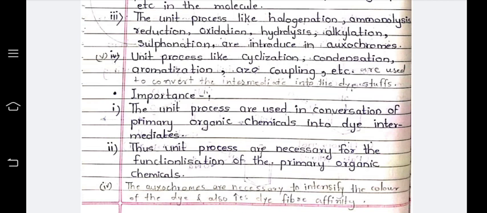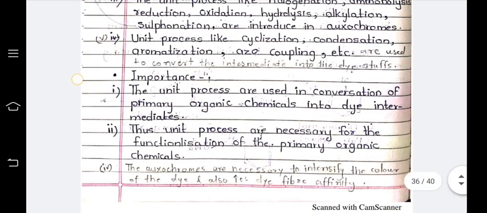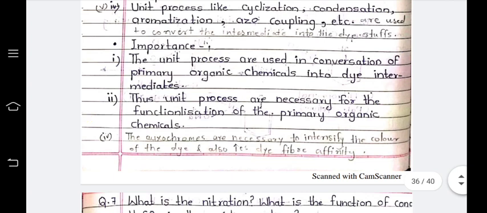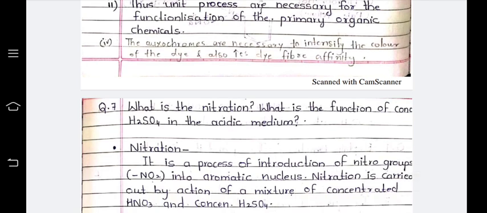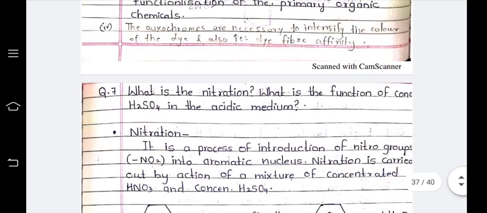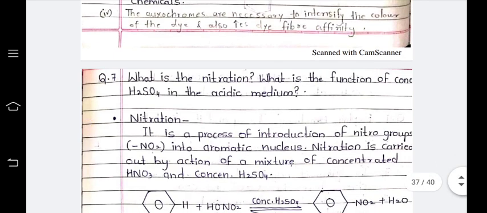Importance of the unit processes: the unit processes are used in the conversion of the primary organic chemicals into the dye intermediates. Thus, the unit processes are necessary for the functionalization of the primary organic chemicals. Oxochromes are necessary to intensify the color of the dyes, and also increase the dye-fiber affinities.